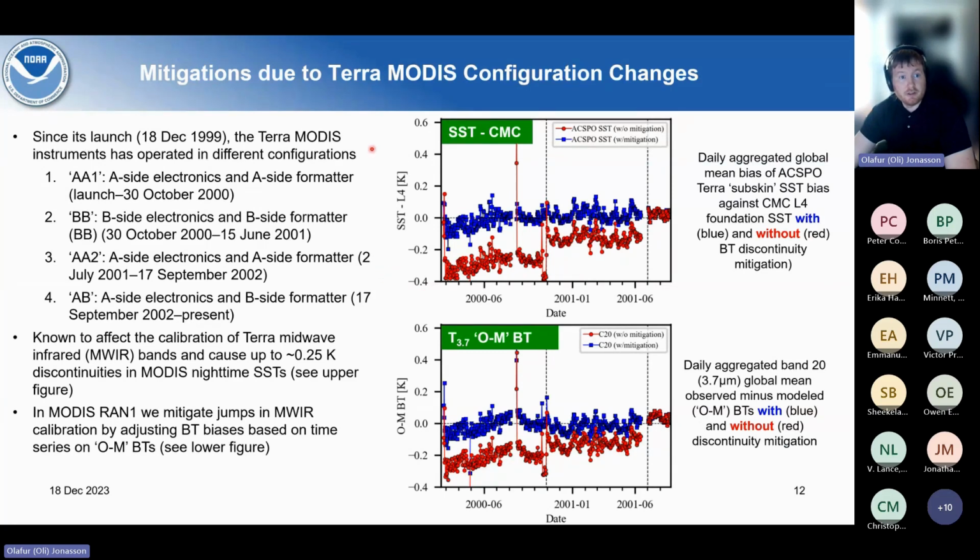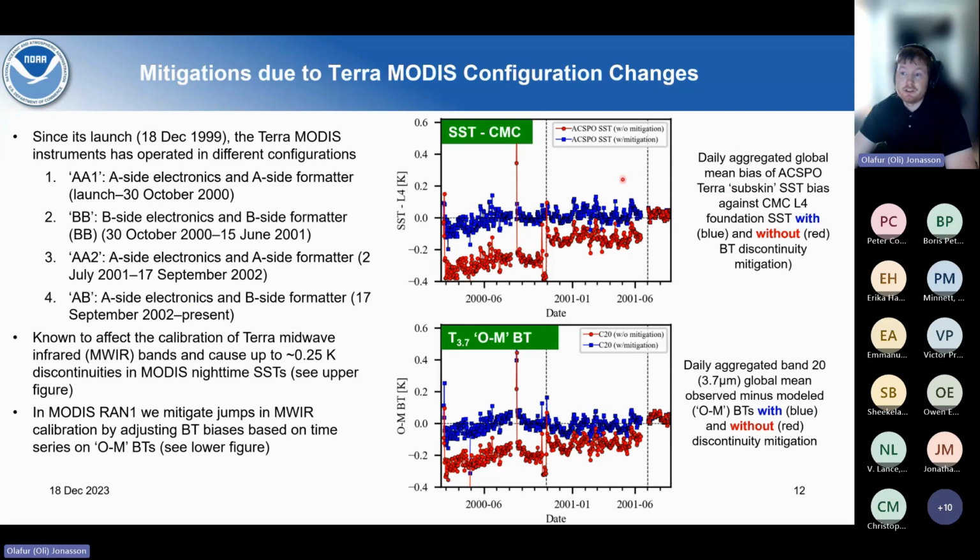So these are the mitigations due to the Terra MODIS configuration. Since its launch, the Terra MODIS instrument has operated in different configurations. You can see there's the AA, with the A-side electronics and an A-side formatter. Then it switched to BB on this date, and back to AA, and then finally ended up in the AP configuration from 2002 to present. What exactly these configurations are is not important, but the important part is that when we changed configuration, we noticed jumps in SST bias.